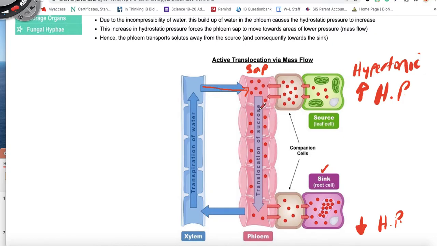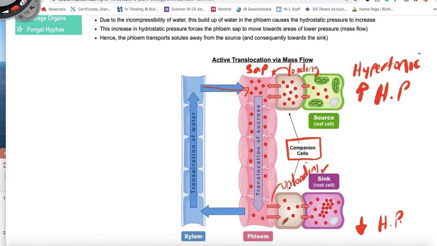So now we have translocation of sucrose as it moves down to areas of lower hydrostatic pressure. And then that phloem is going to be unloaded again by companion cells. So notice how the sieve tube cells here can't really do much other than transport the phloem, right? And that's why we said that these sieve tube cells need these companion cells for the loading that's happening here, and then for the unloading that's happening at the sink.